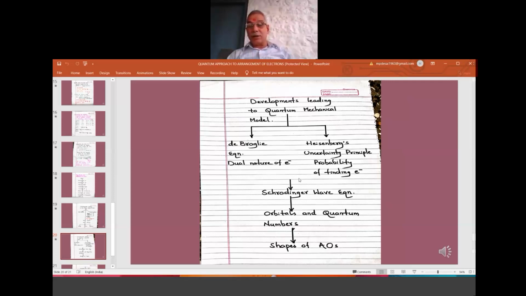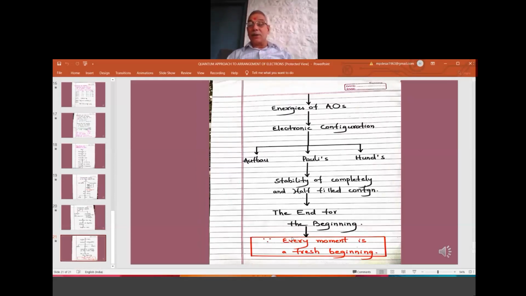Using these two principles, Schrodinger gave the equation. Then after solving the Schrodinger wave equation, we got the psi wave function. So we have gone to orbitals and quantum numbers, then shapes of atomic orbitals, afterwards energies of atomic orbitals. Then today we discussed electronic configuration, where we learnt the Aufbau principle, Pauli's, then Hund's. Afterwards we went to the stability of completely and half filled configurations. That is the end of the chapter.